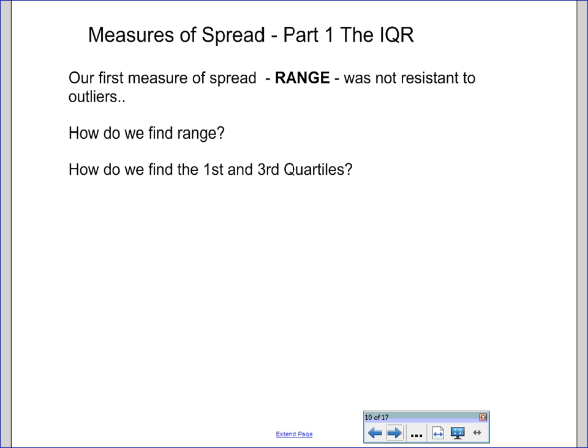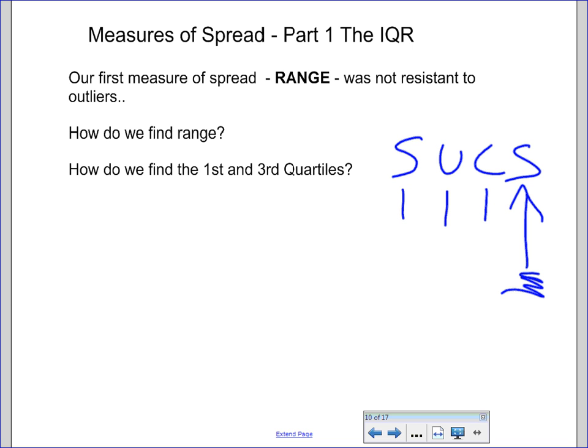Remember when we described the distribution, we're going to use the acronym SUCS. It was shape, center, unusual values, spread. A bunch of people have been asking how to describe spread. And I said, well, we'll get there. Our first measure of spread is range. Whoops, I don't know what happened there with that drawing. Range is pretty simple.